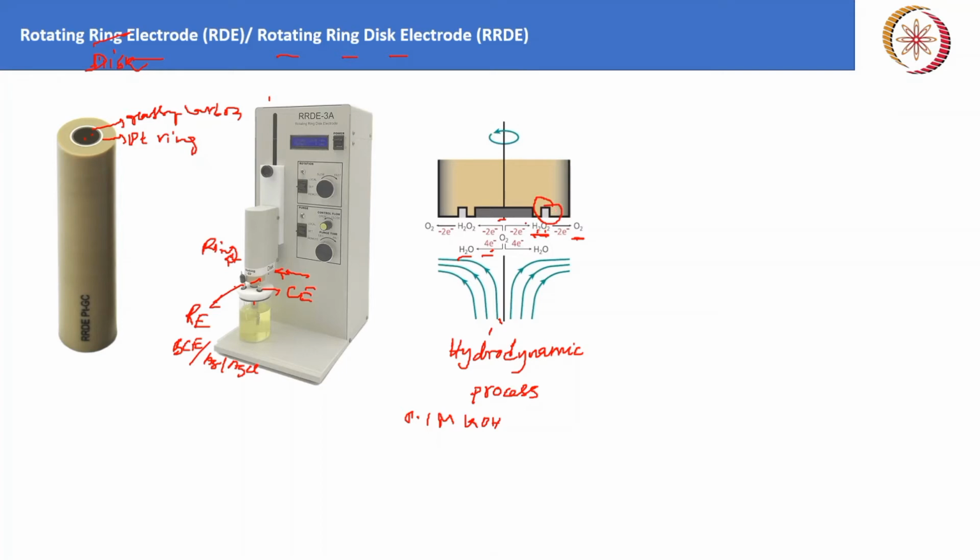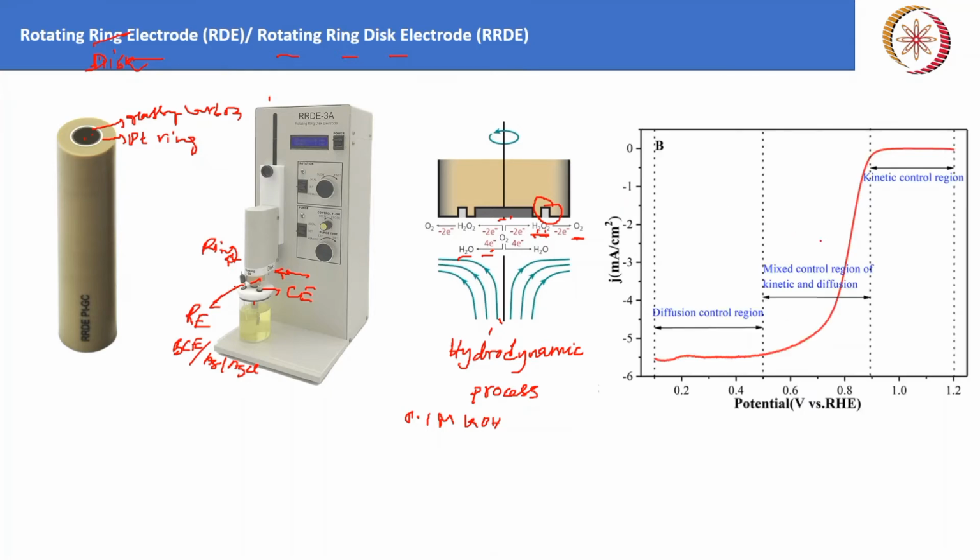so oxygen evolution can be performed at the ring electrode. So basically on the disk electrode the reduction process is going on, and on the ring electrode the oxidation process is going on. Okay, so if you do some LSV, linear sweep voltammetry, which is one segment of the cyclic voltammetry, you will see this type of graph. Where you can see there are three parts.